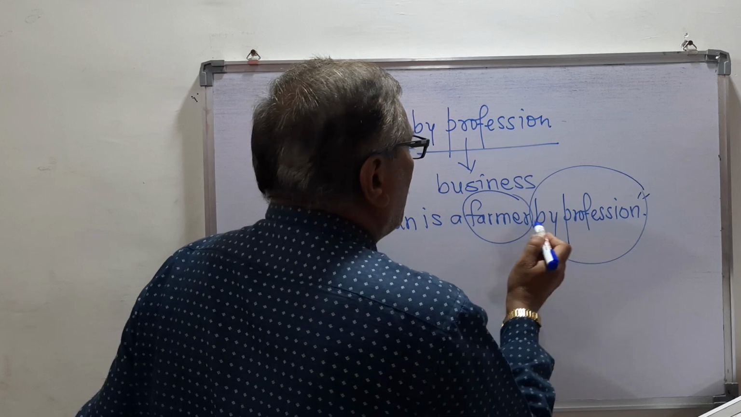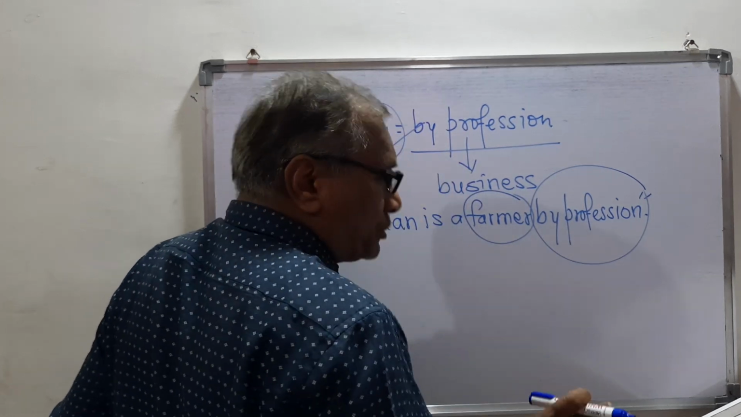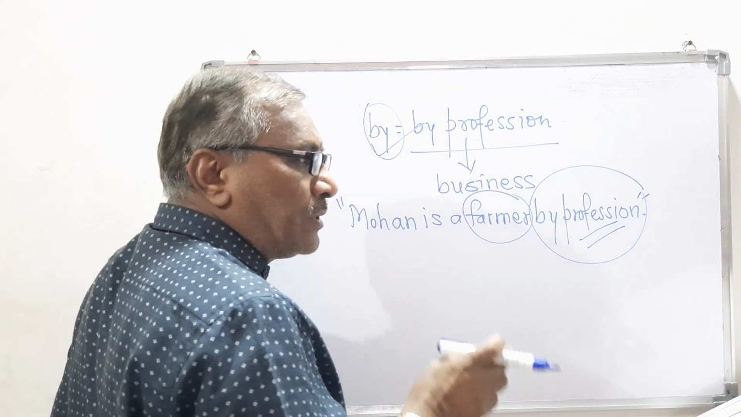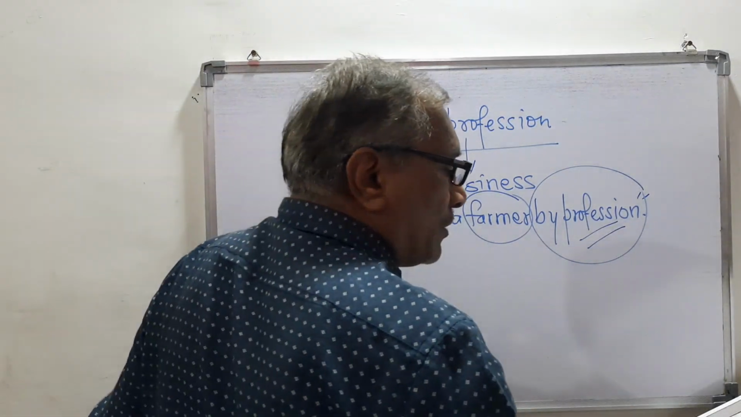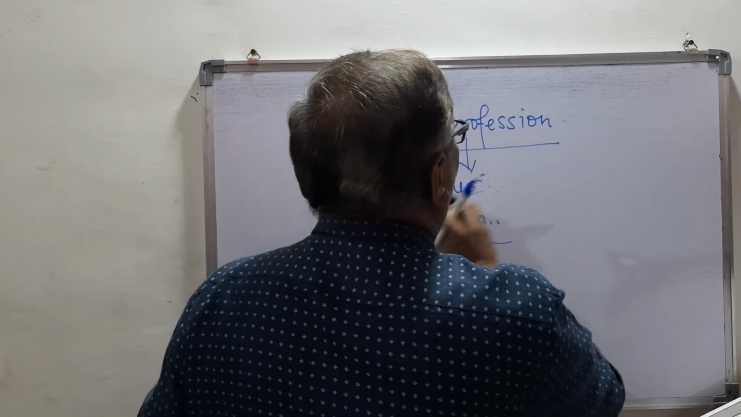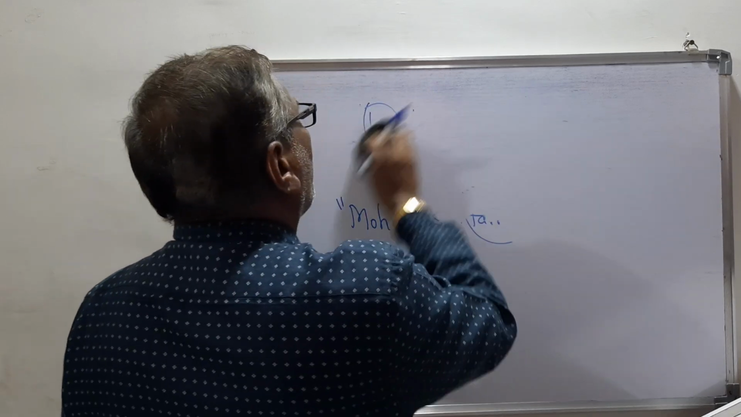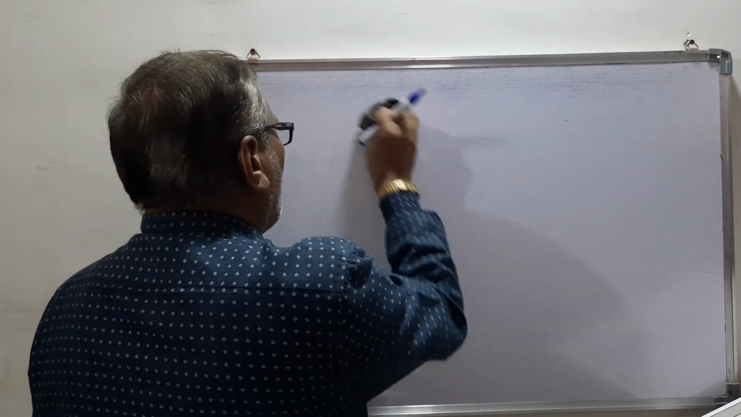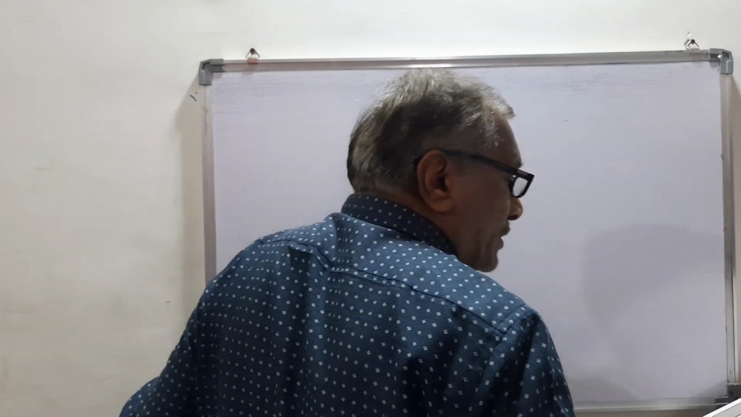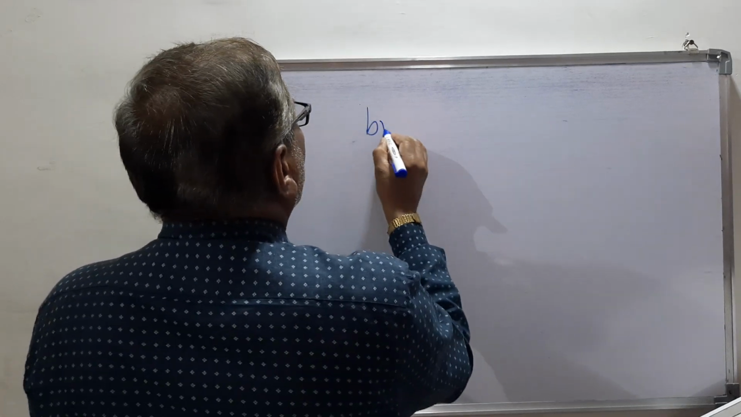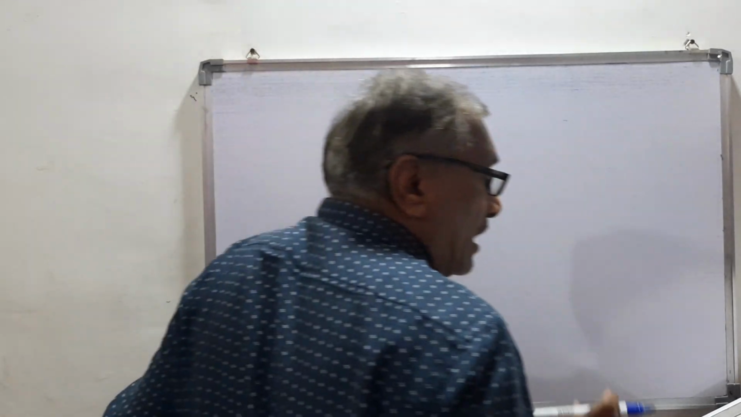So this by preposition is used to show the profession, job, business of the particular person. That is the meaning of this preposition. So by preposition shows the profession or the job, business of the particular person. That is the meaning. So remember, by means, what is the meaning?